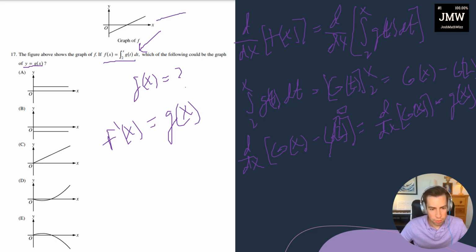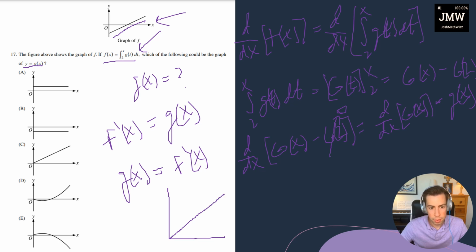Now, this is the graph of f. So what is the graph of g of x going to look like? If I flip this and say g of x equals f prime of x, then first I need to recognize that the slope is positive, and it's increasing, so my graph of the derivative is also going to be increasing, because the derivative is going to be positive.